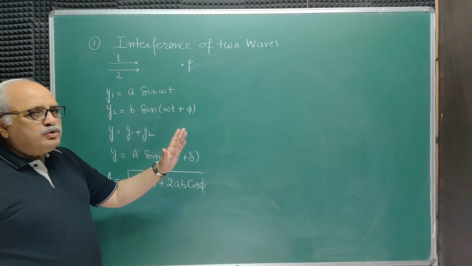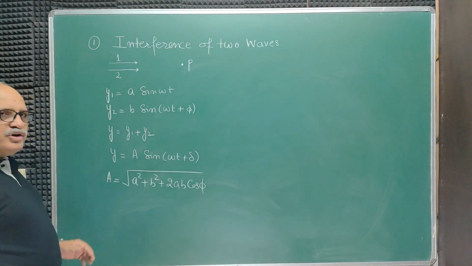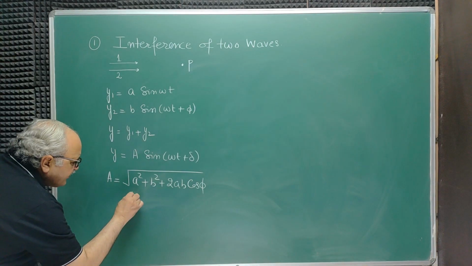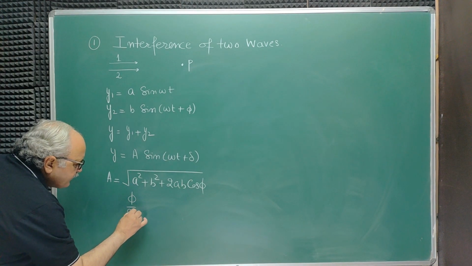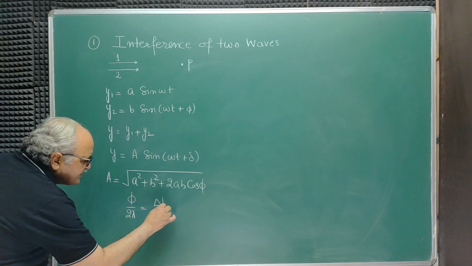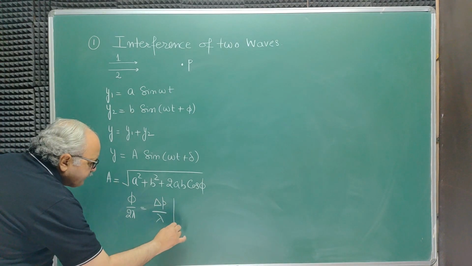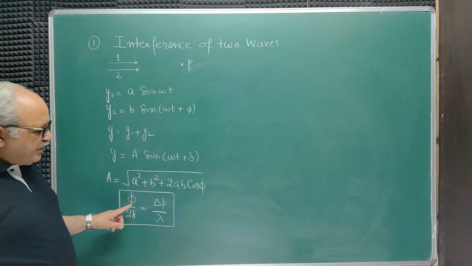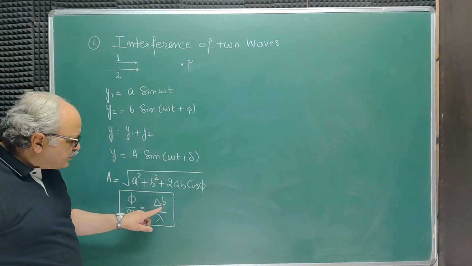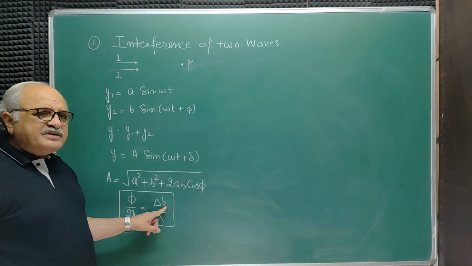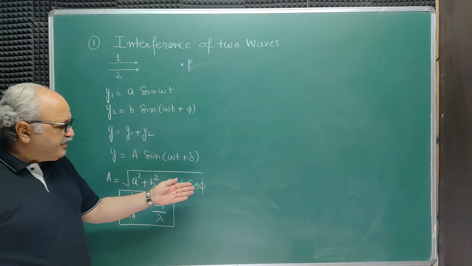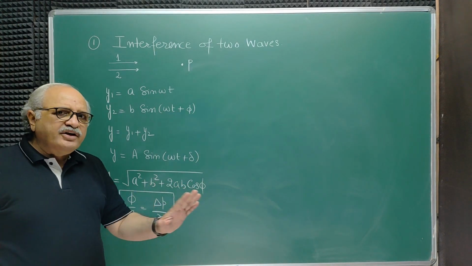But before we go to these conditions, I would like to give you two more relations. One is that phase difference divided by 2 pi is equal to the path difference divided by lambda. This relation is important to convert the phase difference into the path difference, which I am representing as delta p. So you can talk in terms of the phase difference or the path difference according to the requirement in a particular numerical.